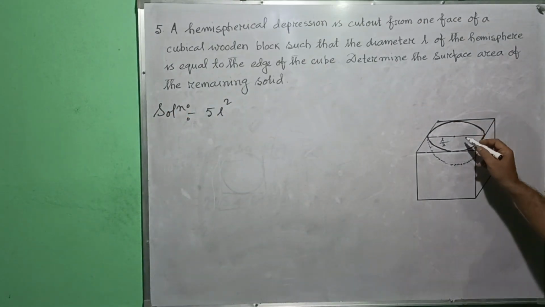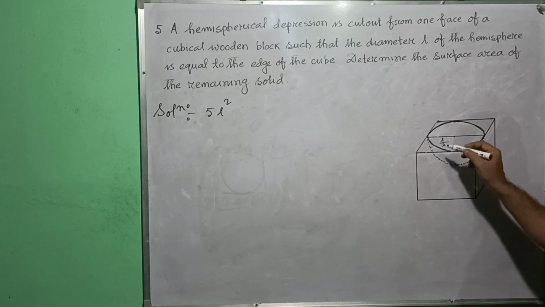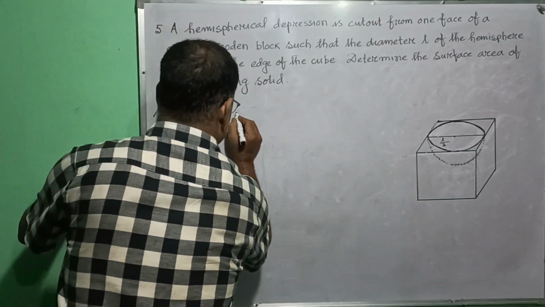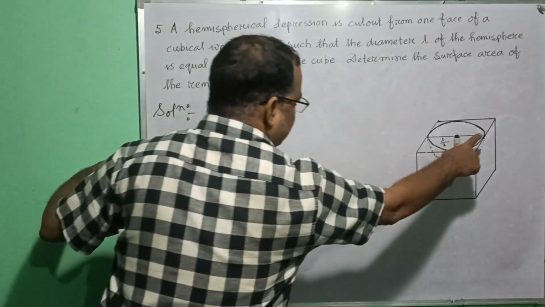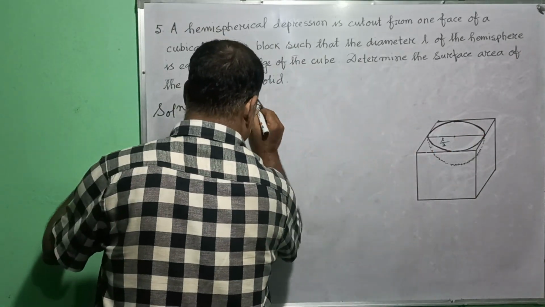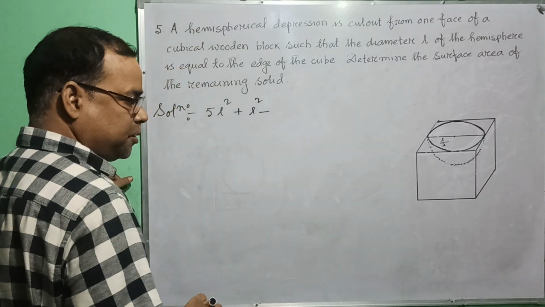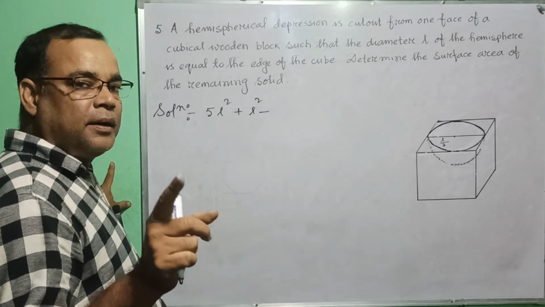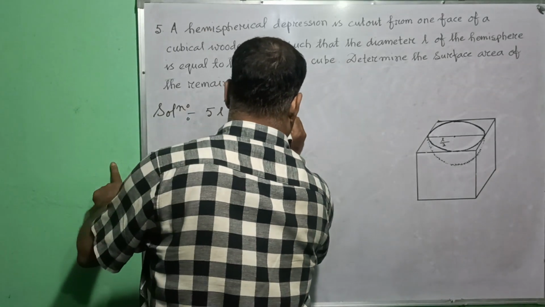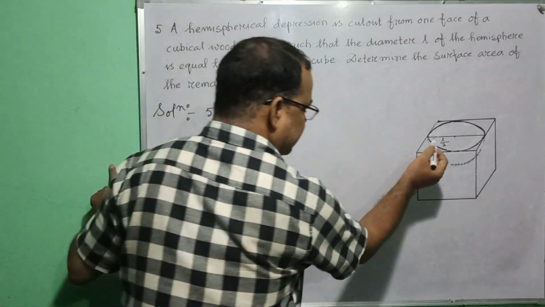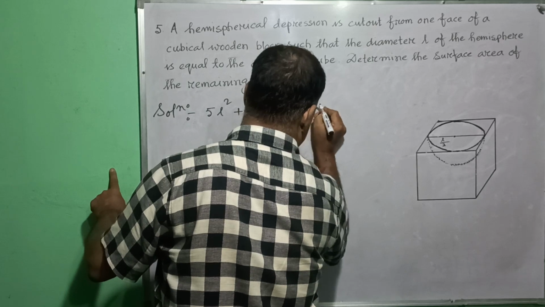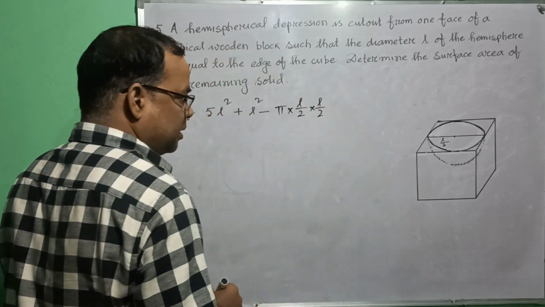Now in the 6th face, we can see like the previous one. Here you can see the circular part we have to subtract. So we can write plus the area of this face, which will be L square, then minus, we have to subtract the circular part. So the area of the circle is pi r square. So we'll write here pi, r is L by 2, so here will be L by 2 into L by 2.